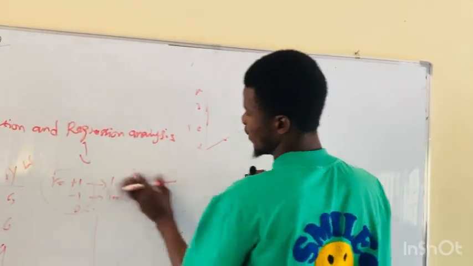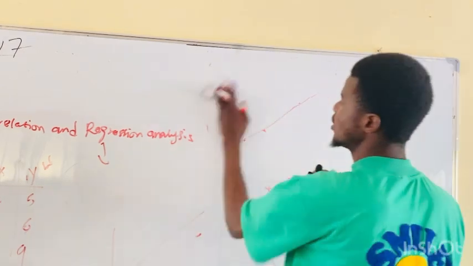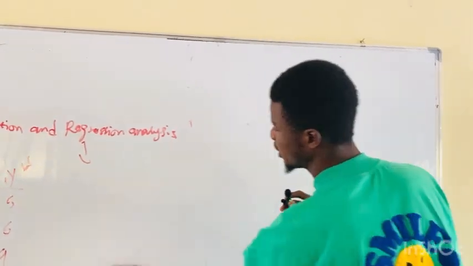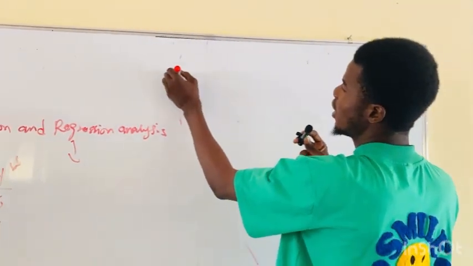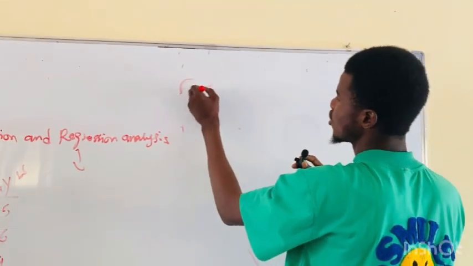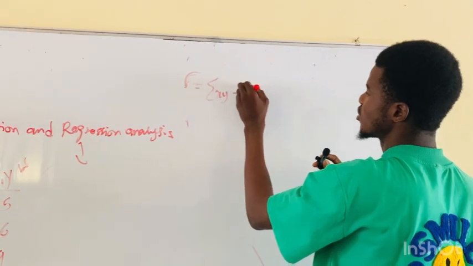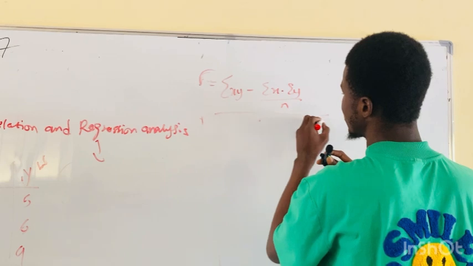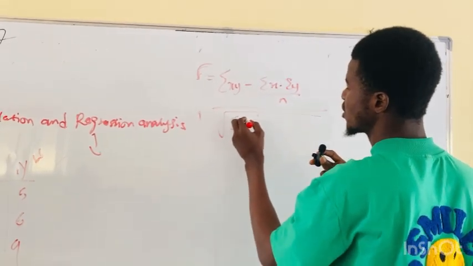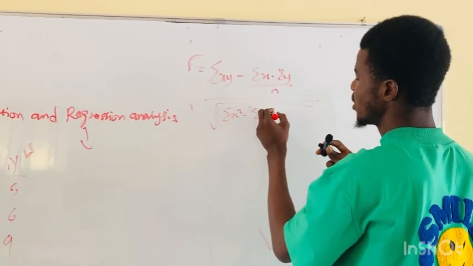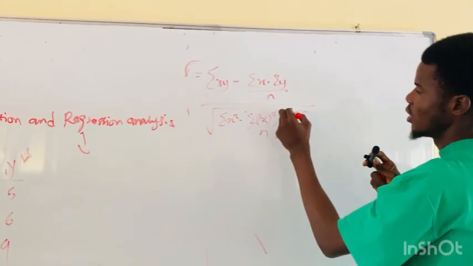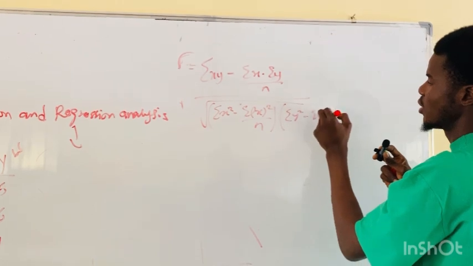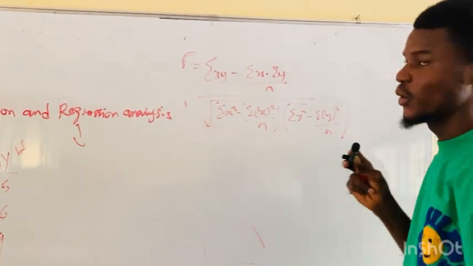Since we already know this, let's do the calculation. Let me write the formula at the top so that we will not forget. Our r is equal to summation of xy minus summation of x times summation of y divided by n, divided by the square root of summation of x squared minus (summation of x) squared divided by n, times summation of y squared minus (summation of y) squared divided by n. So this is the formula that we'll be using.